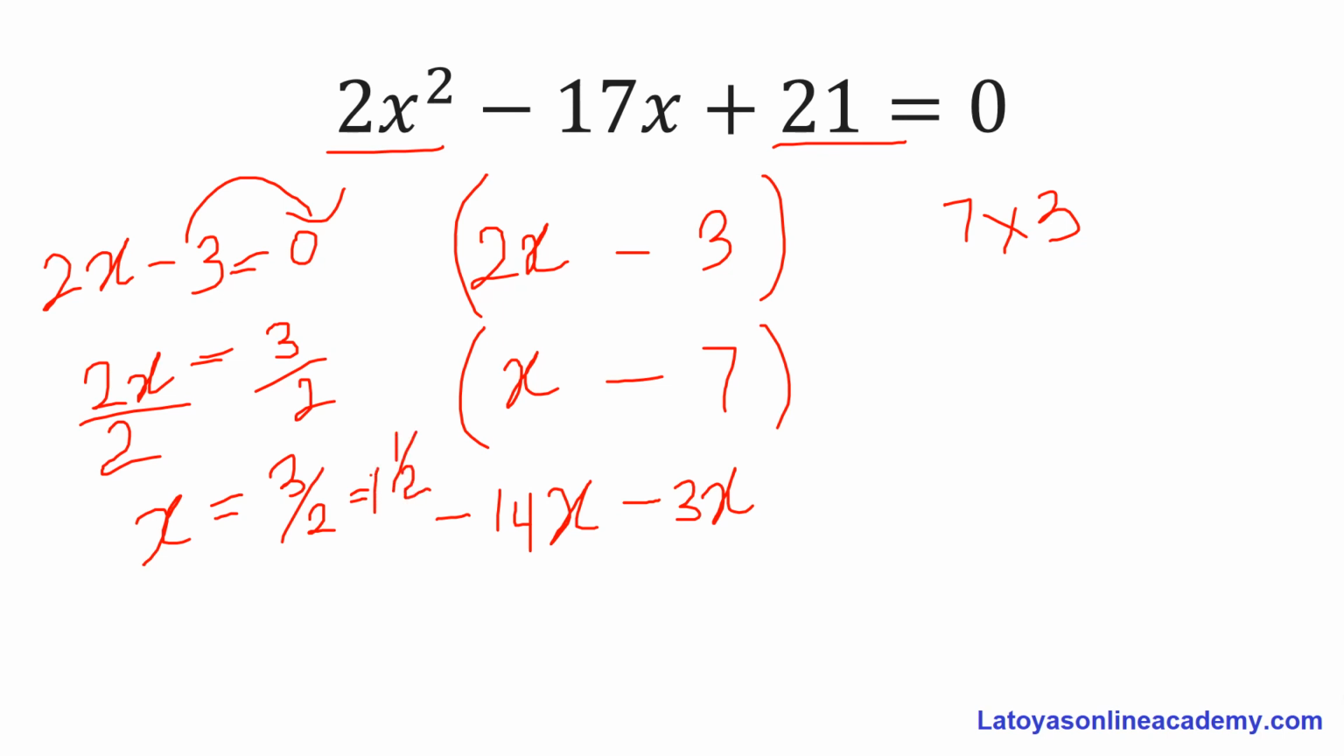Yes, next bracket, I'm going to have x minus 7 is equal to 0. Leave everything that is x on one side and take everything that is not on the other side. X is equal to positive 7. So here I'm getting x is equal to 1.5 and x is equal to 7.